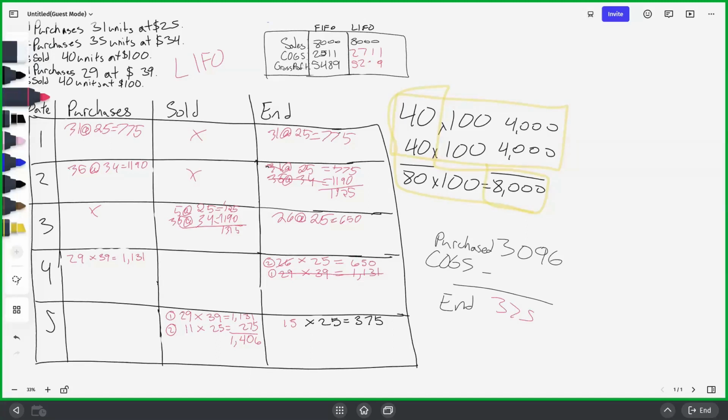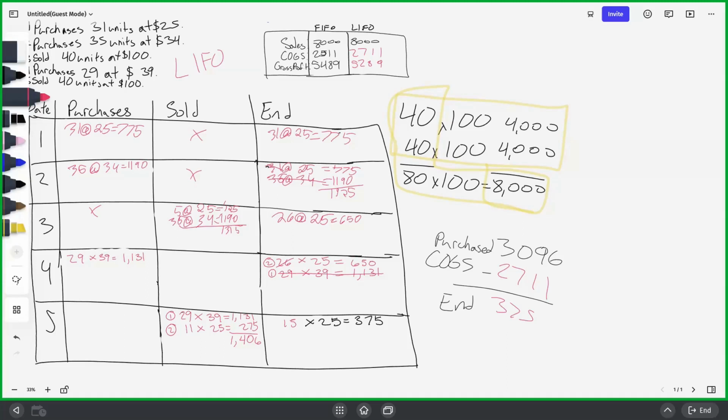1315 plus 1406. We're gonna go through this. Does it make sense? Now that we know the missing number between these is cost of goods sold... Wait, did I mess up my math? I messed up somewhere. I got 21, hold on. We're gonna find out one way or another. Let me check the cost of goods sold here. 375. 3,096 minus 375. Yeah, it says 21. It's not 11, it's 21. Instead of 11, I got 21.